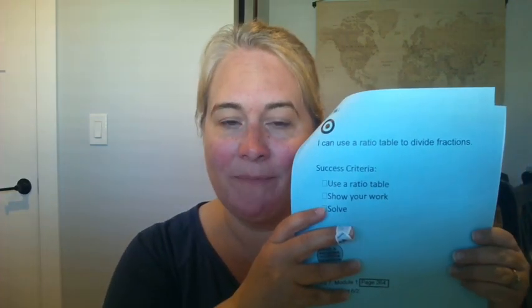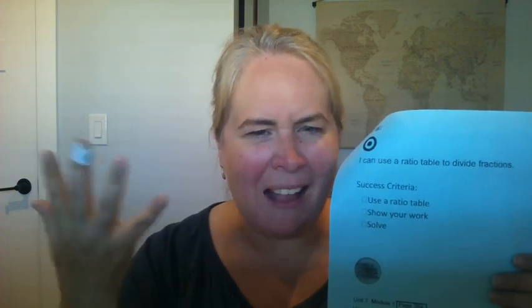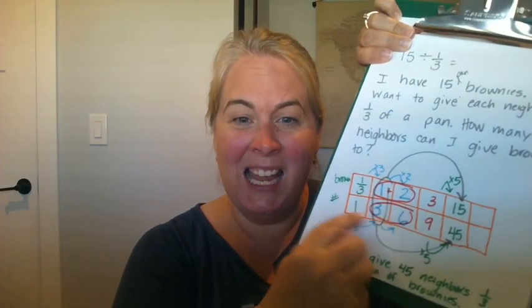Today, I want you to work really hard and persevere, meaning never give up. Keep trying even when it's hard on your math. Your target, again, is that I can use a ratio table to divide fractions. You're going to be using that ratio table. You're going to show your work. How did you think about it on your ratio table? I want to see those steps you took, and then I want you to solve it, meaning tell me what the answer is.